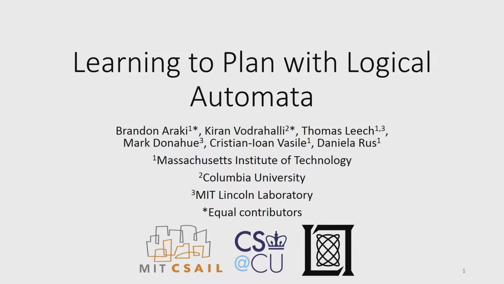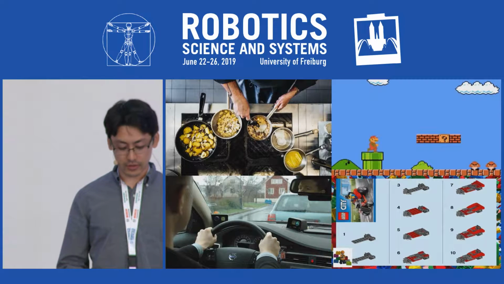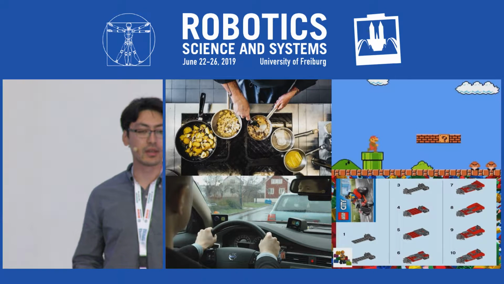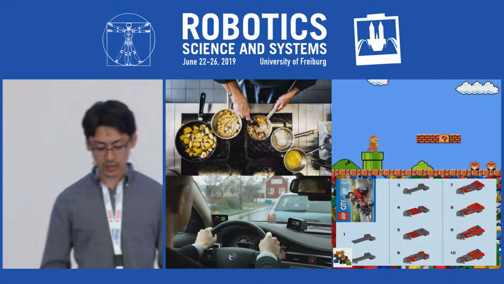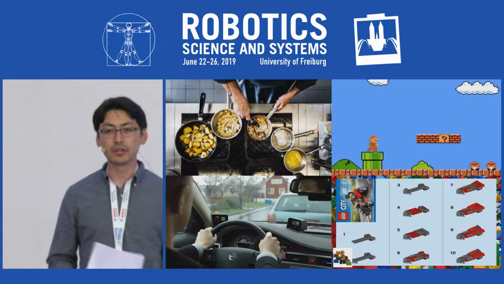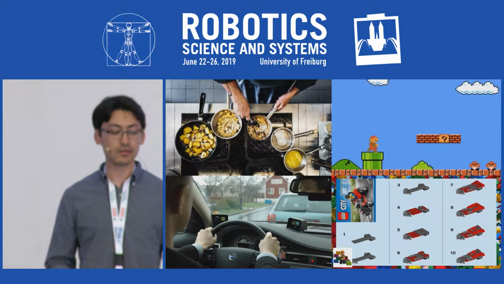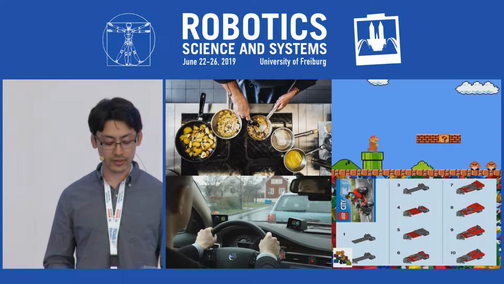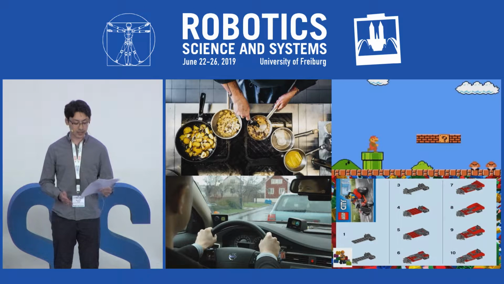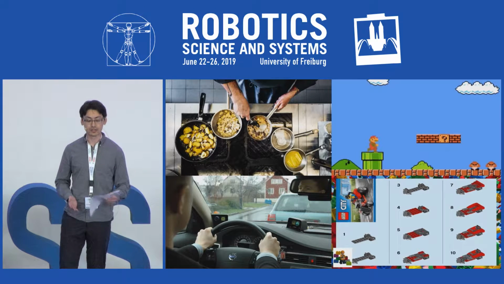Hello, my name is Brandon Araki, and I'll be talking about learning to plan with logical automata. Many environments have simple rules, for example, cooking from a recipe, playing games, driving, and assembly. People can learn to perform these tasks by watching an expert. But notably, people don't learn to just mimic the expert. They learn the rules that the expert is following. Therefore, a person who has learned to cook a dish can easily modify the recipe and make a new dish.